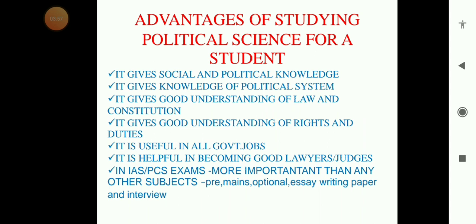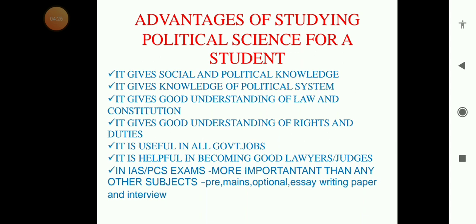First of all, it gives social and political knowledge. We live in society, and in society different kinds of people live, and they have their own interests, and accordingly they want to get benefits. So they all work for their interest. Their society involves politics.